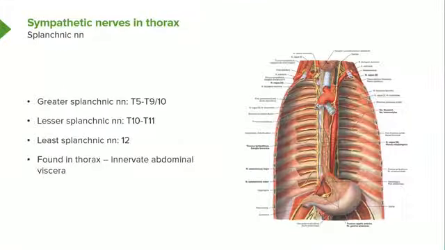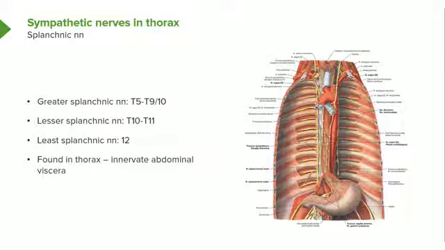Next, we want to look at the splanchnic nerves that are formed from the sympathetic trunk. We'll see them course within the thorax, but it's important to remember that although they're found in the thorax, they do not innervate any of the thoracic viscera. Instead, they're going to continue on into the abdominal cavity where their functions are to innervate abdominal viscera.